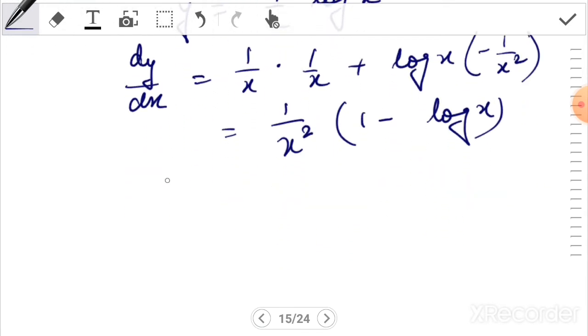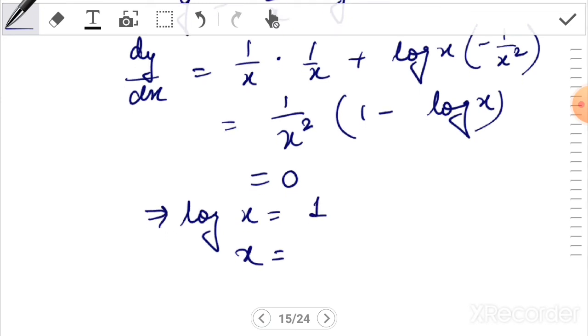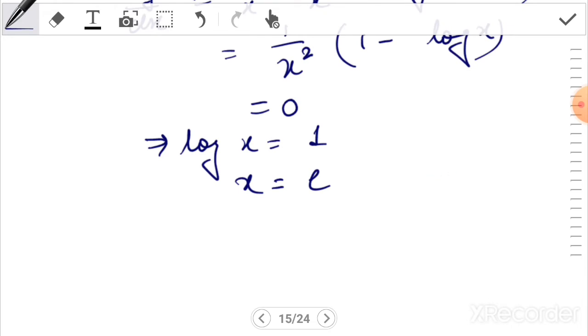Now put dy by dx equal to 0. So you will get log x is equal to 1. That means x is equal to, okay, log x is equal to 1. So equating this to 0, resulting in log x is equal to 1. So x is equal to e. So this is a stationary point.